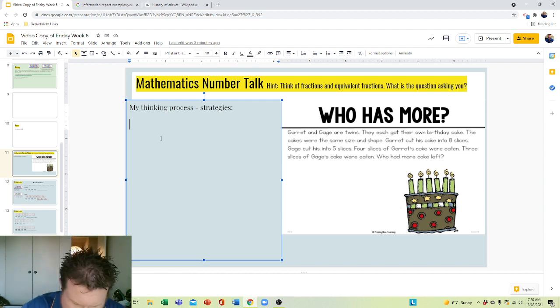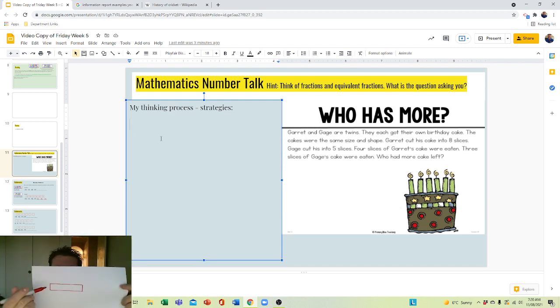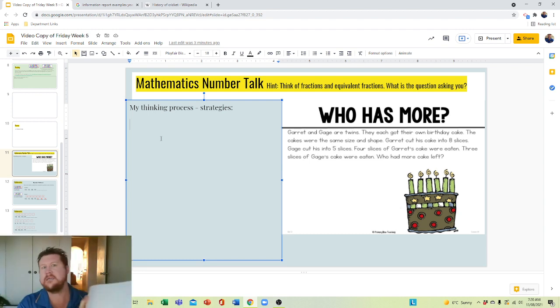So I'm going to make my cake 10 centimeters by 2 centimeters. Very narrow cake. My first cake looks like this. That's the first cake, cake number 1. I would split that into 8 pieces. This will be Garrett's cake.